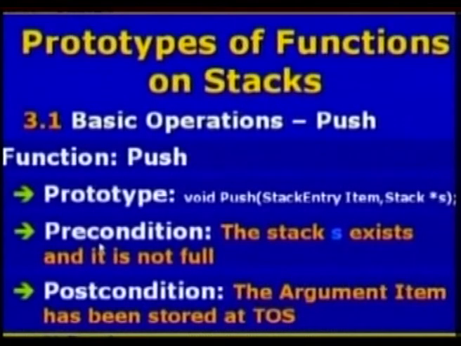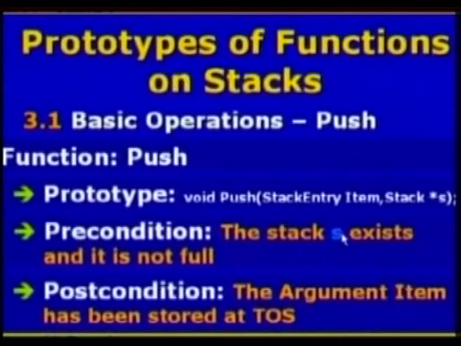Okay? So the precondition for this is that the stack S exists and this stack is not full. So before I can run this, I have to verify this condition by calling this function stack full, the one we just talked about a minute ago. So two conditions then for this to have a successful result. First, the stack S exists and there is room inside the stack to put this new entry item inside it. As a result, the argument item is going to be stored on top of the stack.